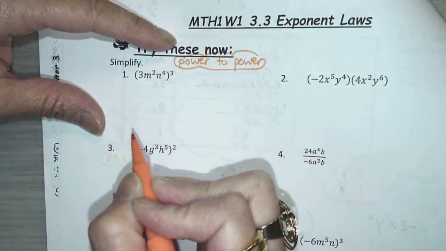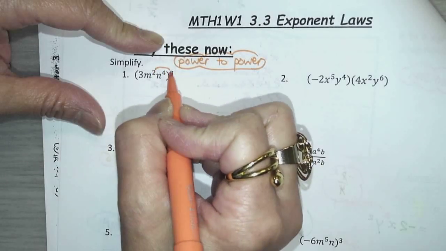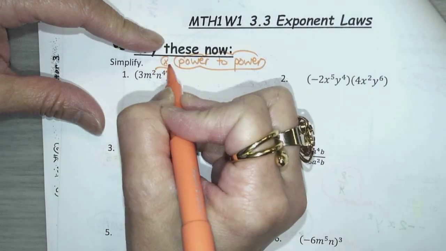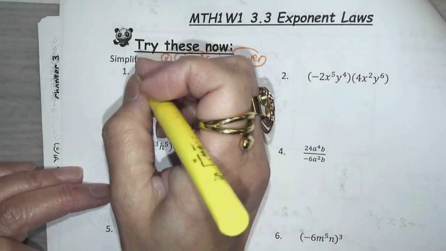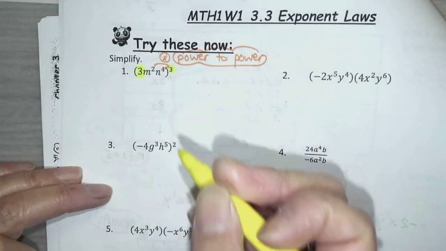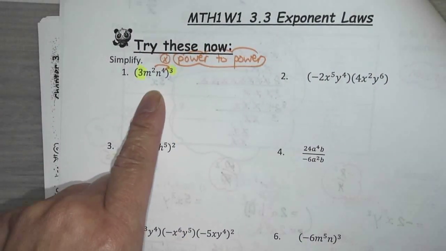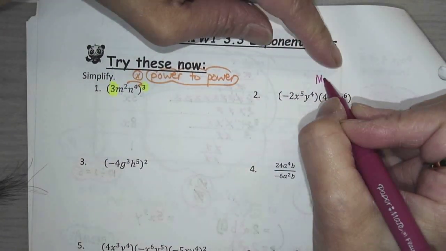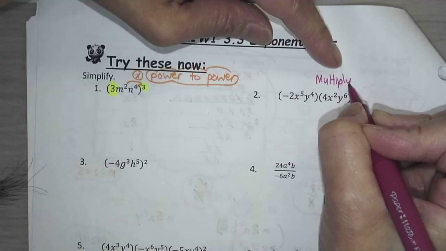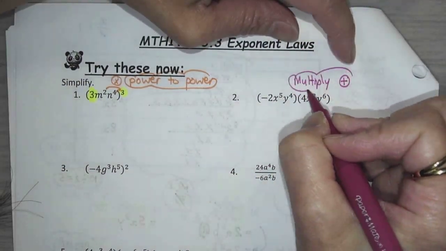So this one here is power to power. When we're doing this one, we're doing 3 times the 2 and 4. So we do multiplication, and we make sure that the number in front gets a 3 to the 3. So 3 to the 3. That's the power to a power rule. Here, this one is a multiplication. So when we multiply, we add. We're going to add the exponents.